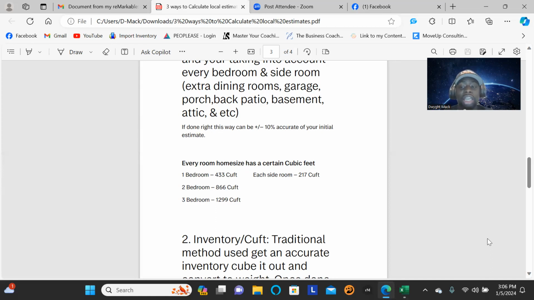And again, my method was, if they had three items or less in a room, I would consider that a half a room, but if they had 3 or more items in a room, then I would consider it a whole room. And when I've tried this method, we've always been around 10% plus or minus our estimate variance.